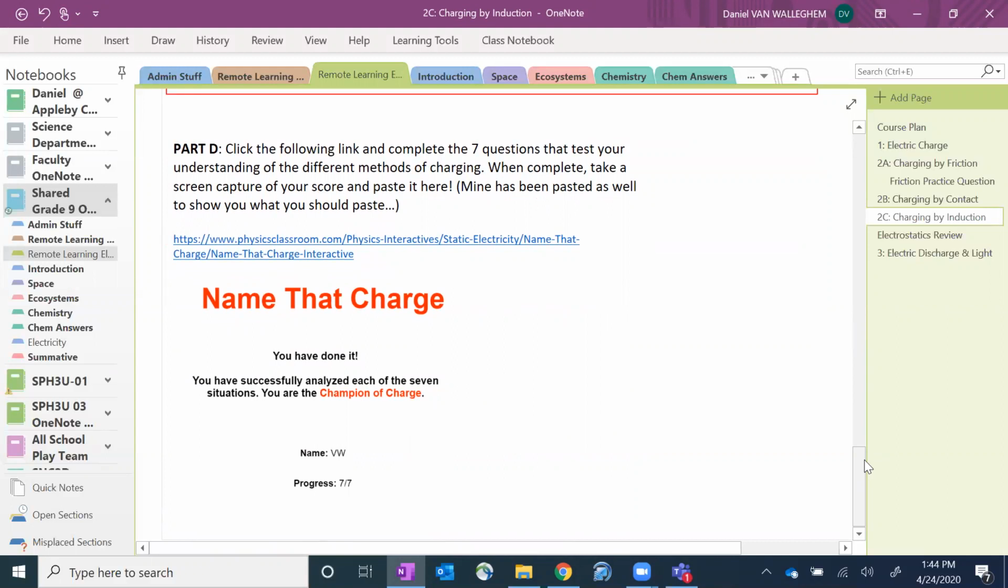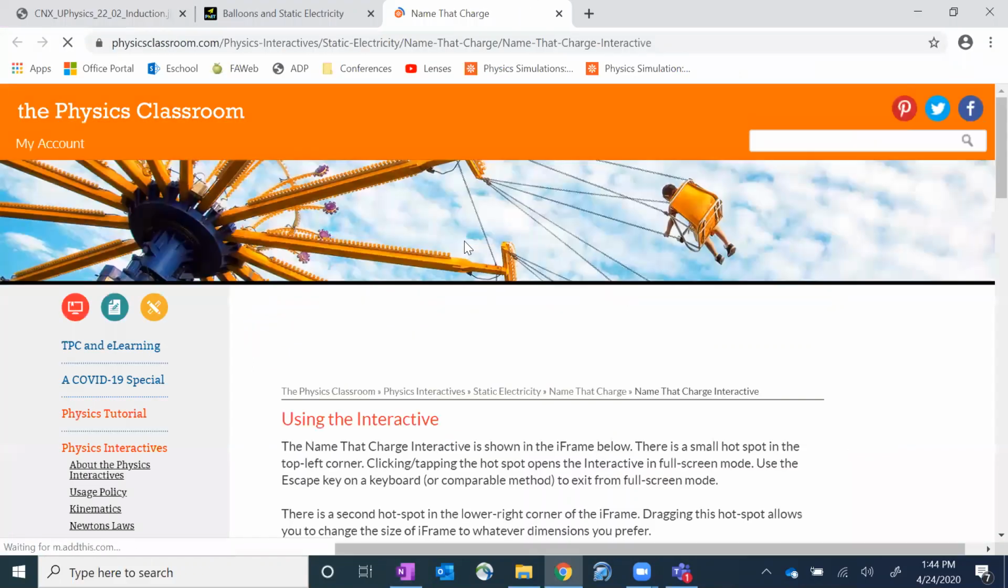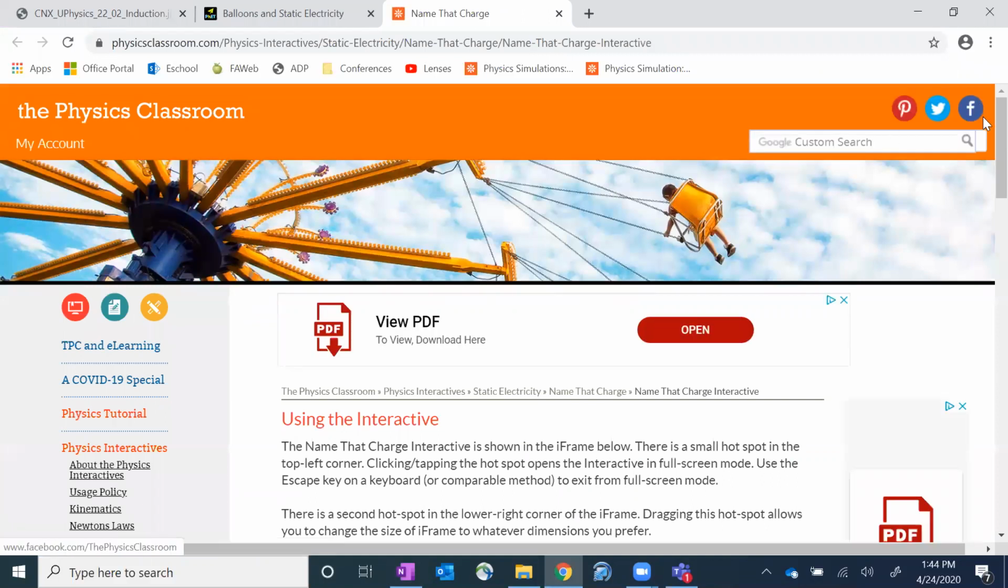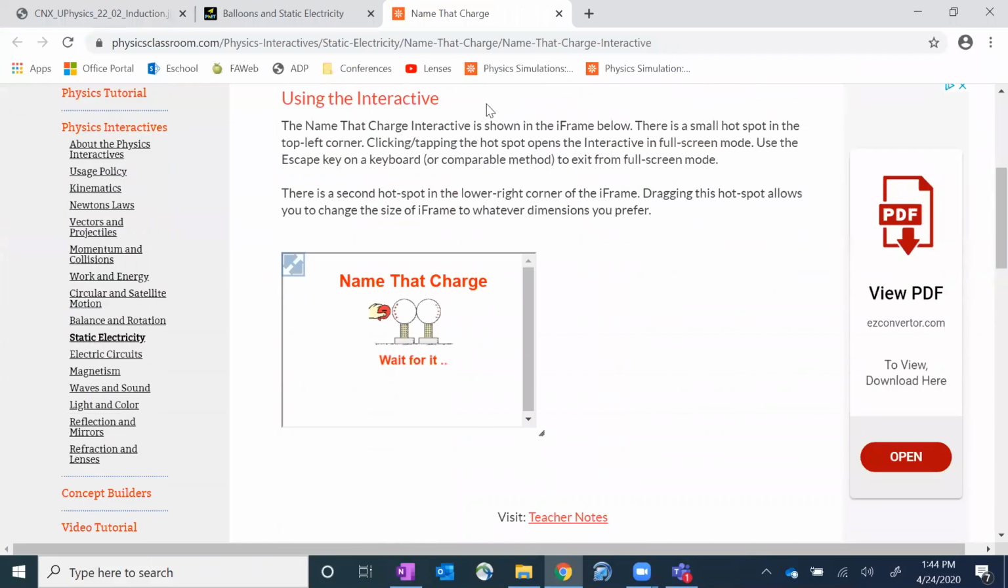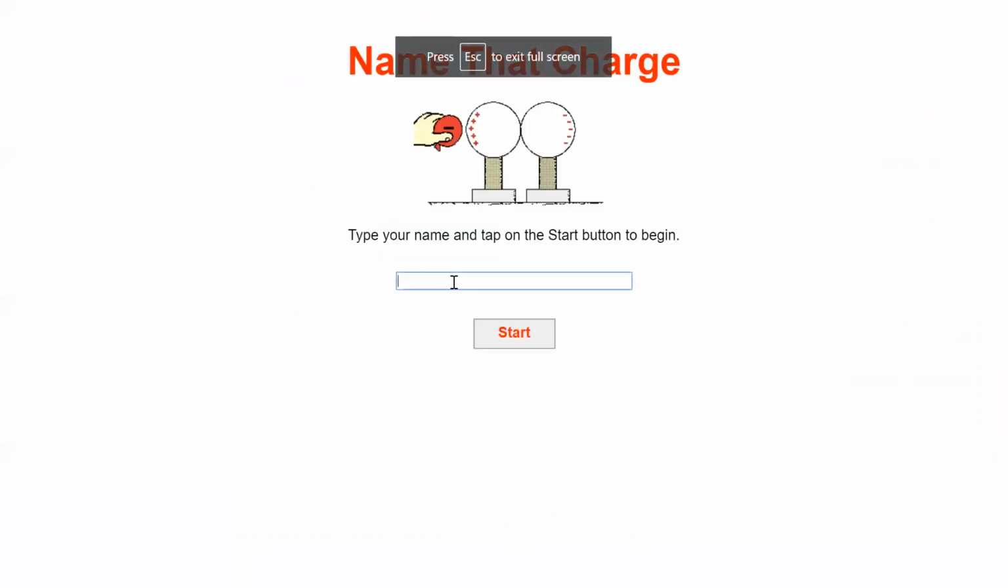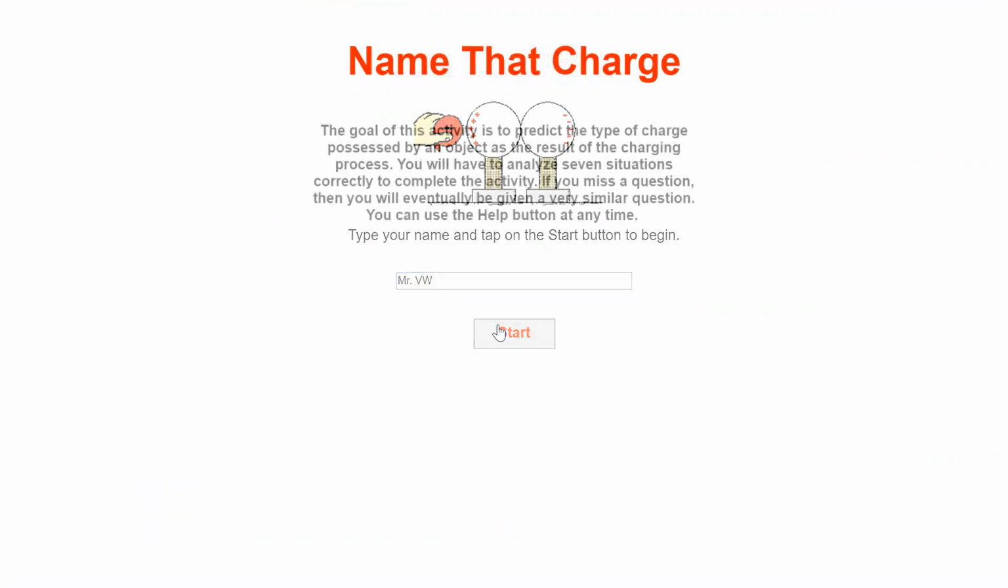So here in part D, you're going to see a link that's going to take you to a fairly straightforward online website called the Physics Classroom. You click on the link, it brings you here. You just need to go down to this window here that says name that charge. You'll probably want it full screen, so just click on the 2 arrows in the top left. And then it just says enter your name, and then you can start.